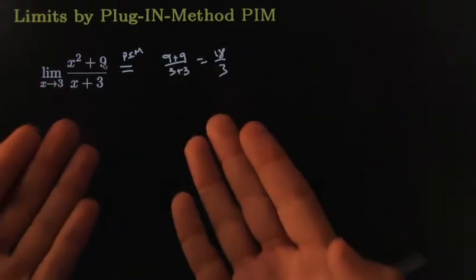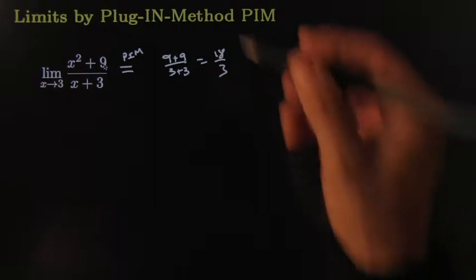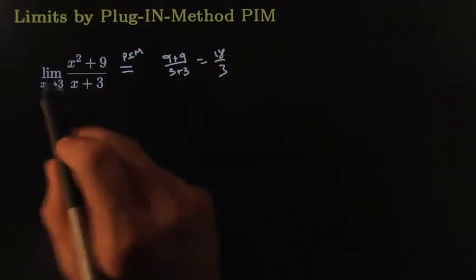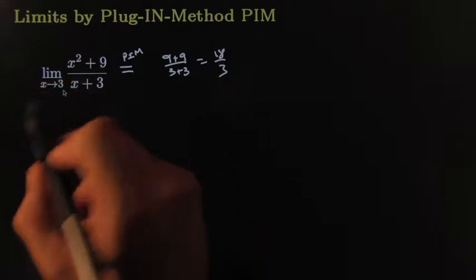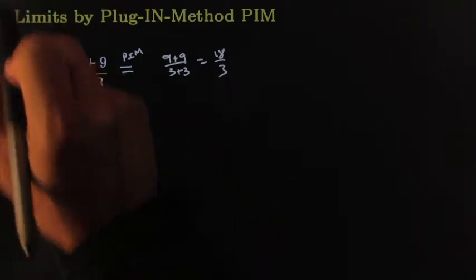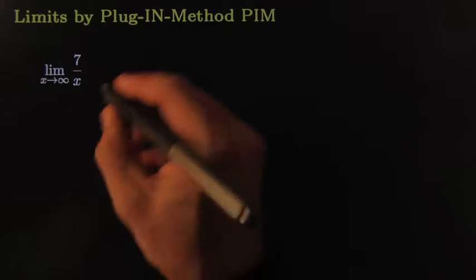Why? Because the function is continuous at that point. See, we could have done without the limits. We could have just evaluated the function, and the value of the function is the same as the limit. Of course, that occurs when the function is continuous. Try it again. Let's try the plug-in method.